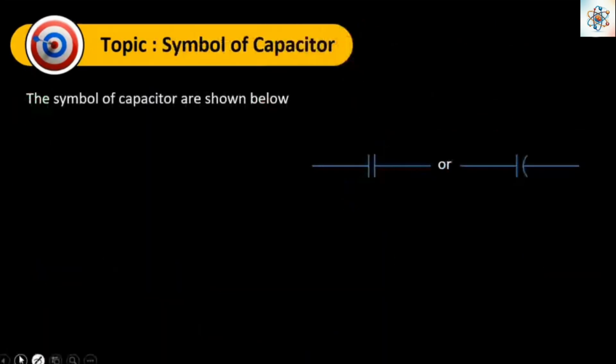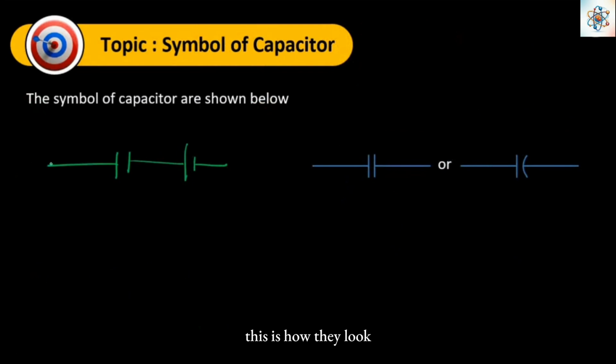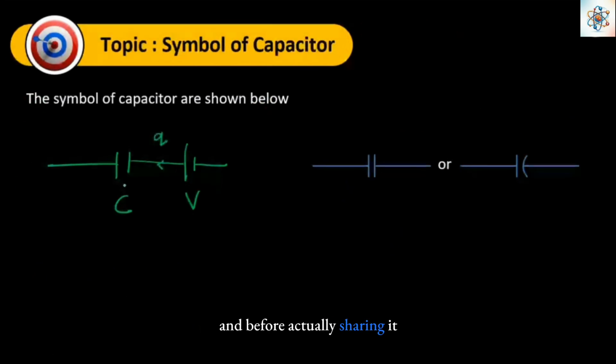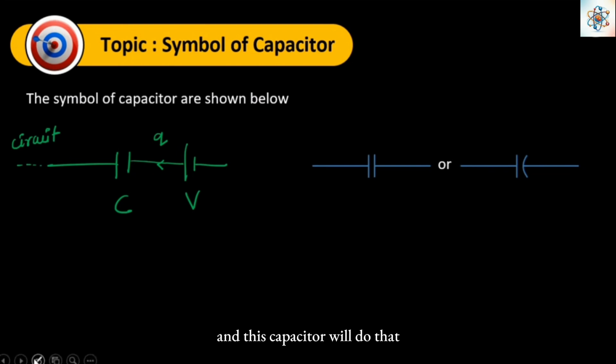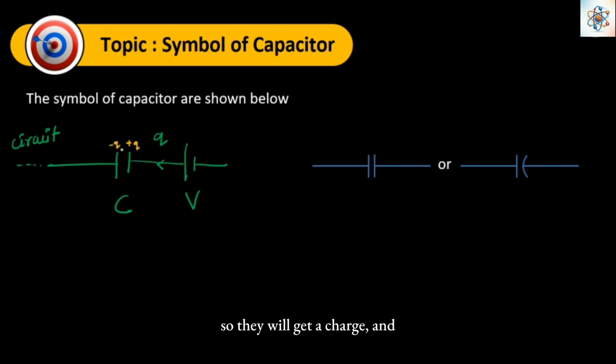Like we can say that batteries are connected with capacitors. This is how they look. This is the battery, this is the capacitor. So this battery releases charge, and before actually sharing it with the circuit, this capacitor is connected in the beginning, and this capacitor stores charge in it first. So they will get a charge, and that too of equal magnitude.